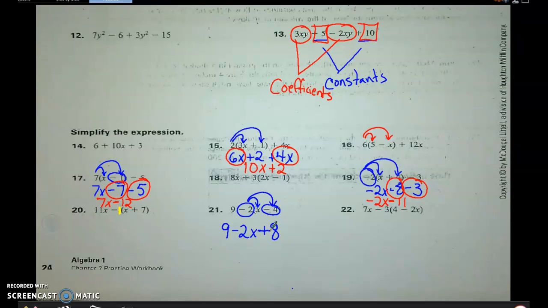So now I'm ready to combine my like terms. Looking at that, I have a 9, I have an 8. Negative 2x plus 9 and 8 go together to give me 17. Okay, that leaves you with one more for 22.